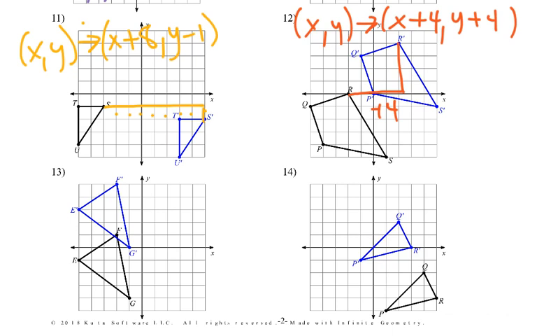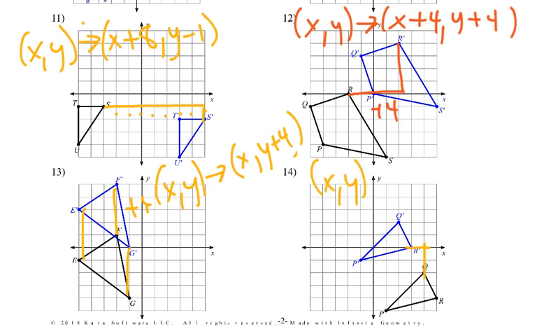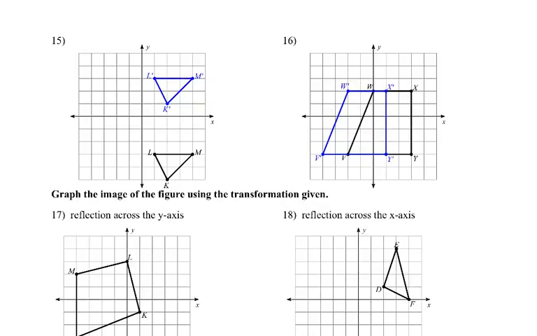Okay, now 13, we go from F up to F prime. We're just adding 4, no horizontal movement. So X comma Y, we get X plus 4, and Y stays the same. Actually, X stays the same when Y plus 4. Almost made a mistake there. Well, made a mistake, but fixed it. So up 2, to the left 1. So X is subtracting 1, Y is adding 2. And that's all there is to it on these ones.